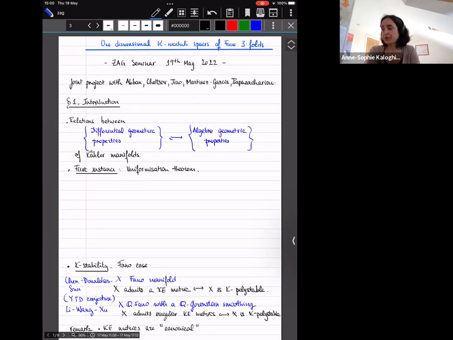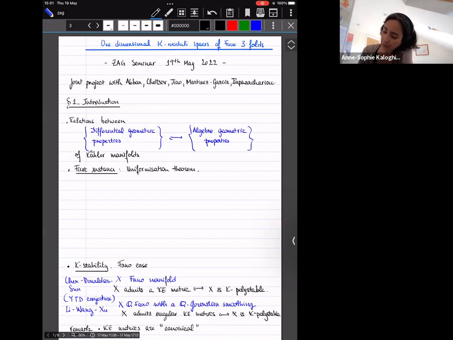So in a sense, what I want to discuss today is yet another consequence of the general correspondence between differential geometric properties and algebraic geometric properties of Kähler manifolds. The prototypical result of this type of correspondence is the uniformization theorem, which I want to use as some sort of intuition for what I'll talk about in this talk.